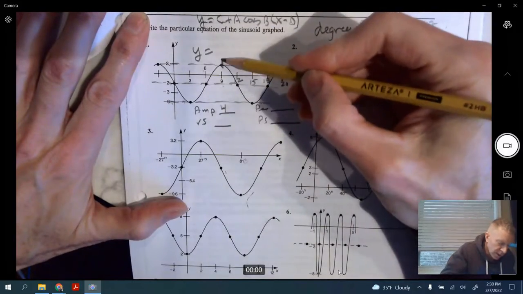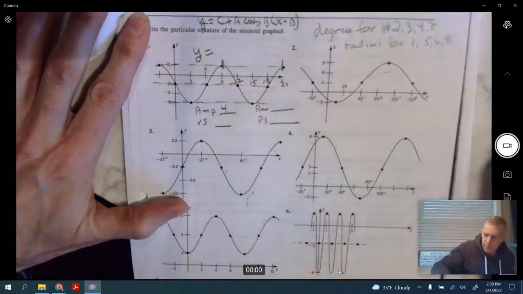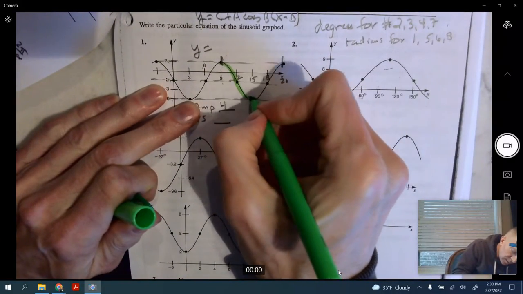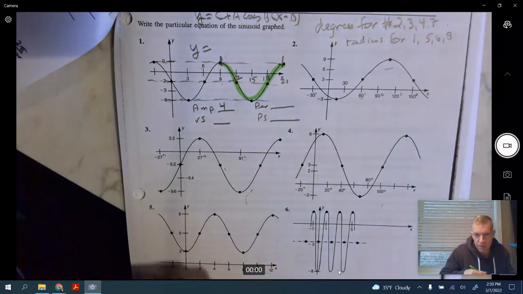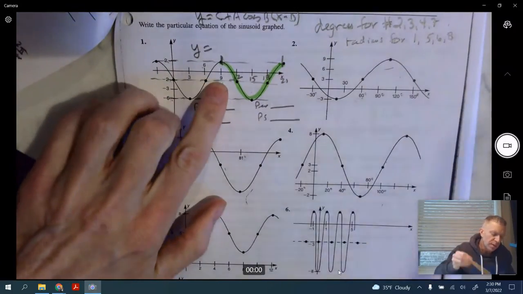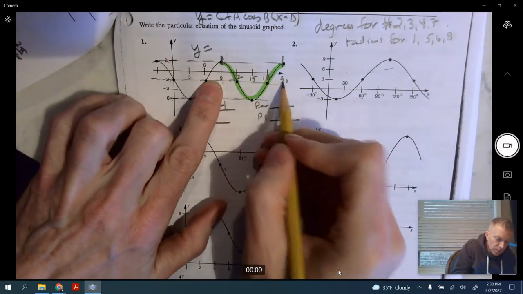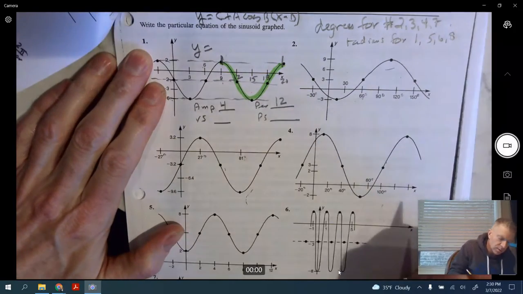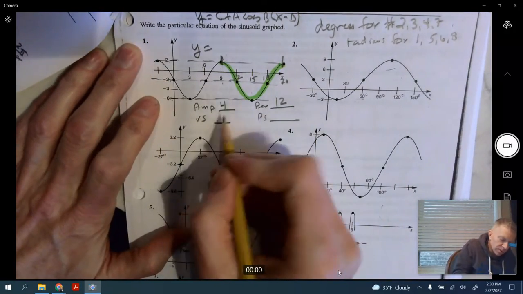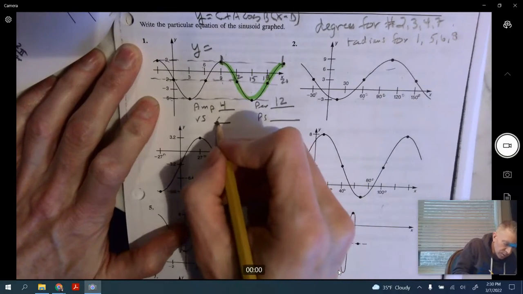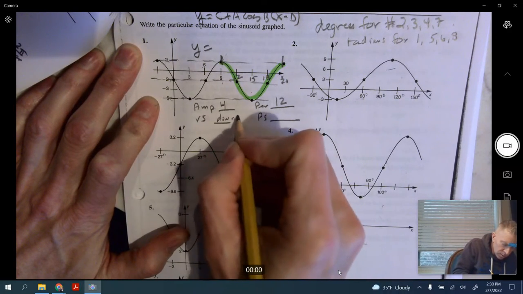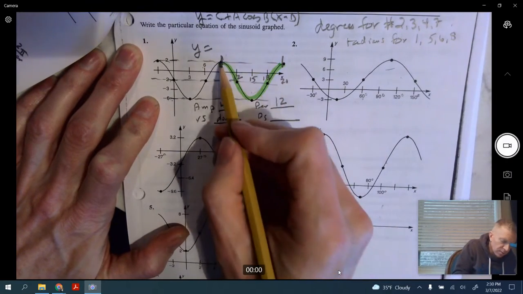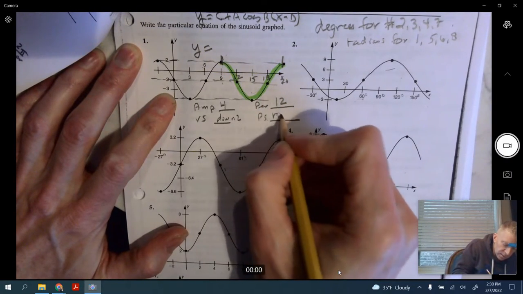So I'm going to go from top to top, from a max to the next max. I'm going to do this cycle. Again, there's an infinite number of correct answers. But that period from 9 to 21, 21 minus 9 is 12. Okay. Vertical shift is where your midline is, so down 2. Phase shift, I decided to do this section and do a positive cosine graph, which is a shift of right 9.